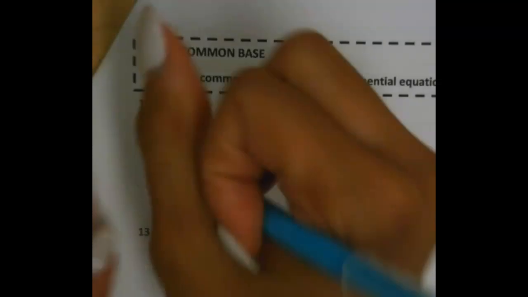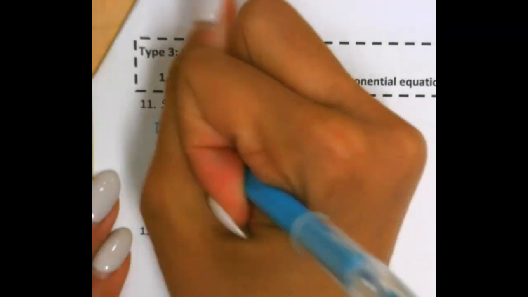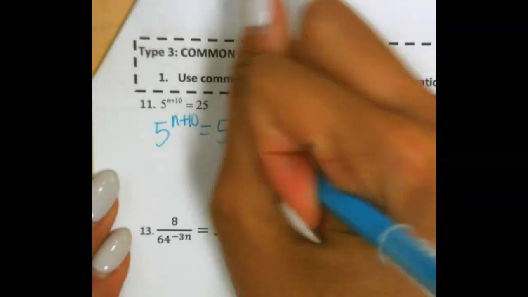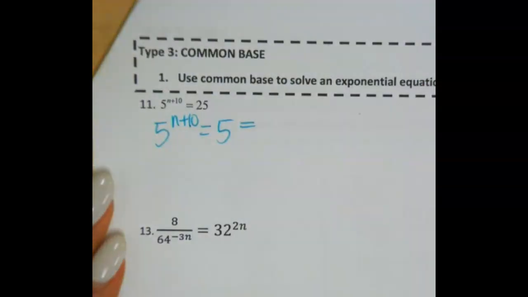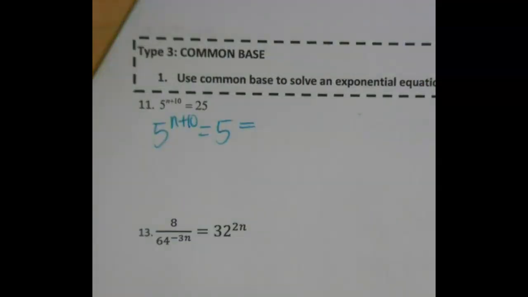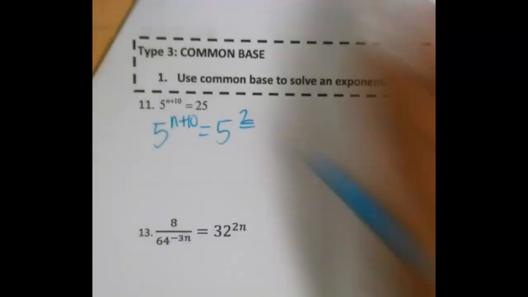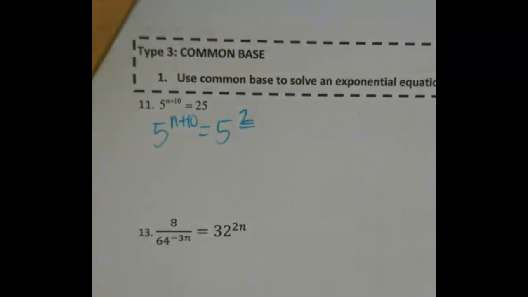This is what I mean. You have 5 to the n plus 10, and that's going to equal 5 to some exponent. What exponent can I use that will equal 25? 2. If you plug in 5 squared, that's going to give you 25. Notice how both of your bases are the same? That's what you're going to do for all of these questions.